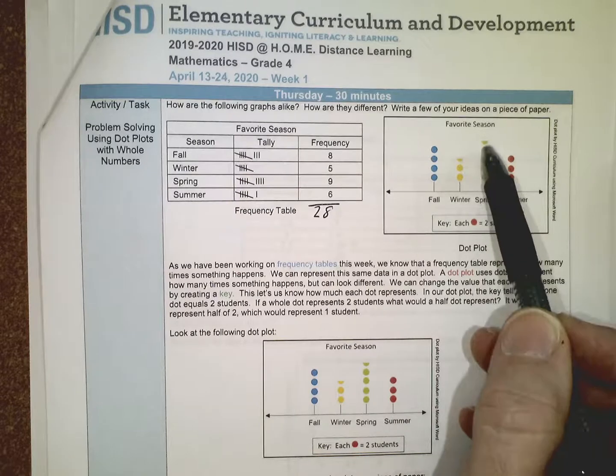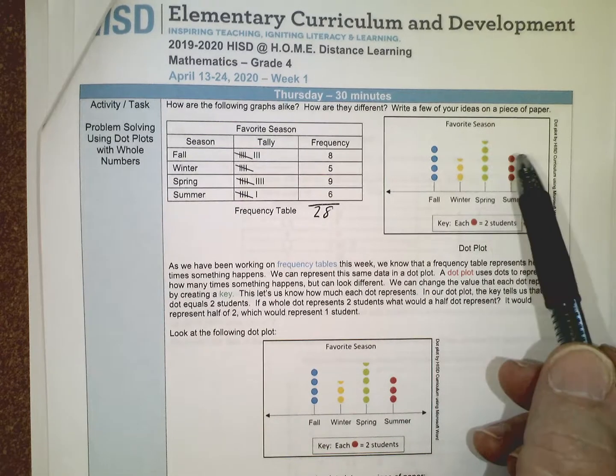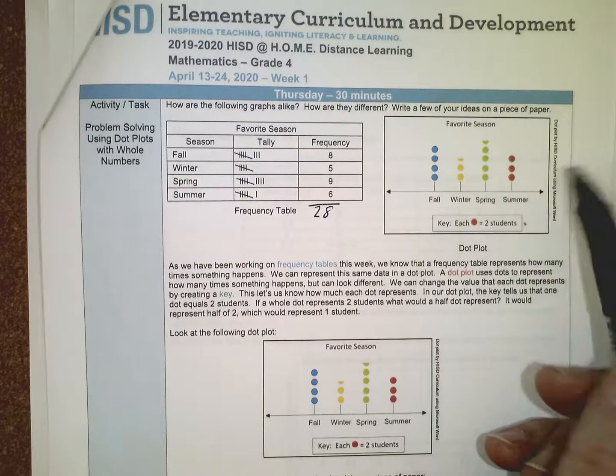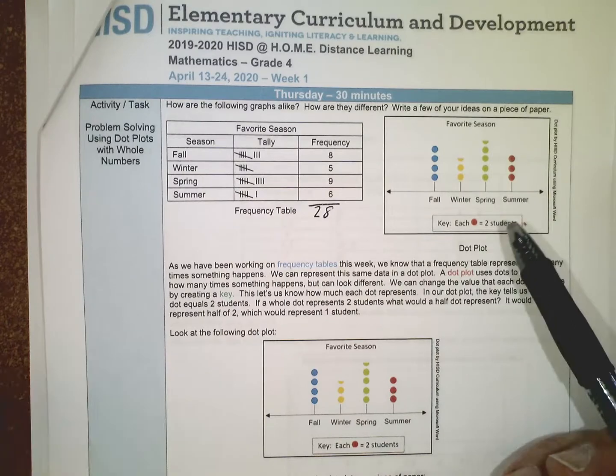Each dot is 2, so a half a dot would give us an odd number. For example, summer, we have 3 dots times 2, that's 6. So we have the same amount.